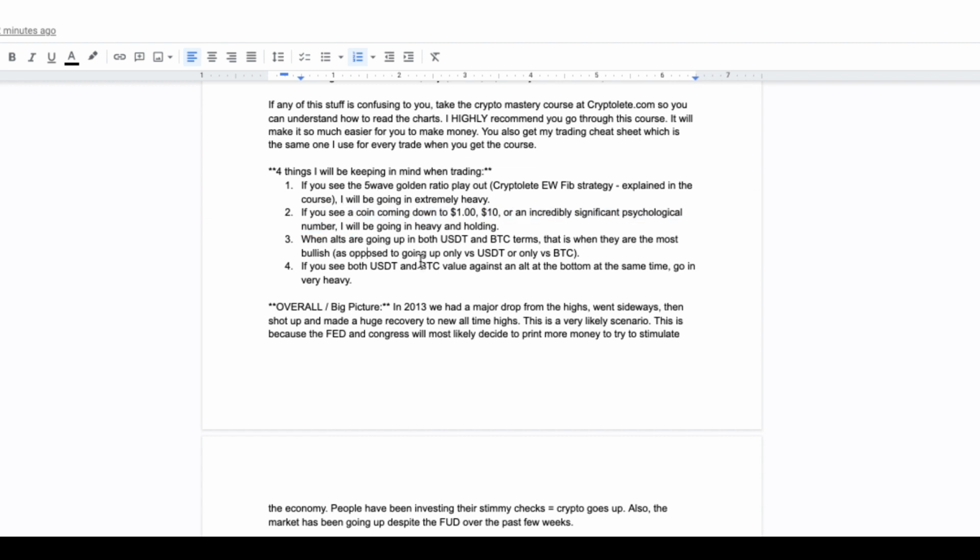Also, when alts are going up in both USDT and Bitcoin terms, that is when they are the most bullish, as opposed to going up only versus USDT or only versus Bitcoin. If they're going up against both USDT and Bitcoin, then alts are really on fire, and you should definitely go in.